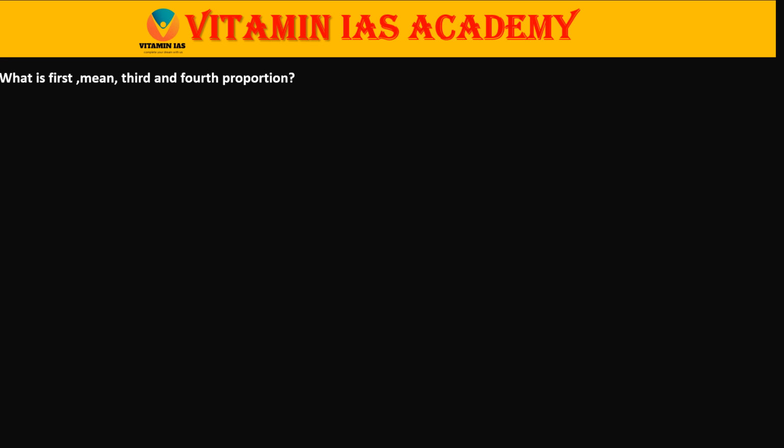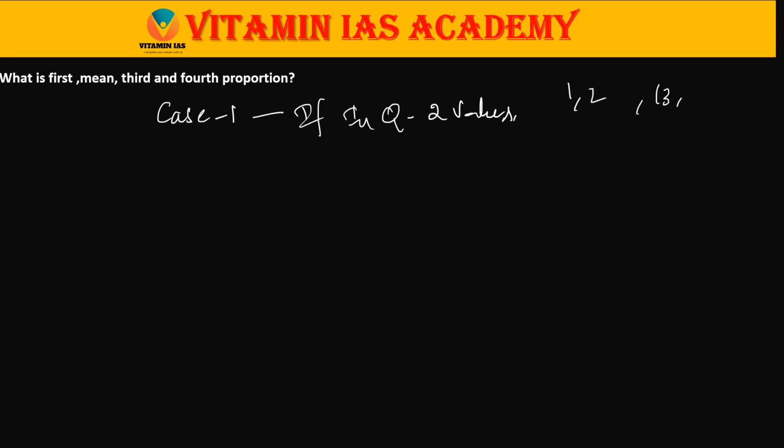As I told you, in case number 1, if two values are there in the question, for example 1 comma 2, or 13 comma 14, or 58 comma 39, and they ask about the mean value or first proportion or third proportion, then we can easily solve it. Mean proportion is also known as second proportion. If they ask for the second proportion or the mean proportion, both are the same.